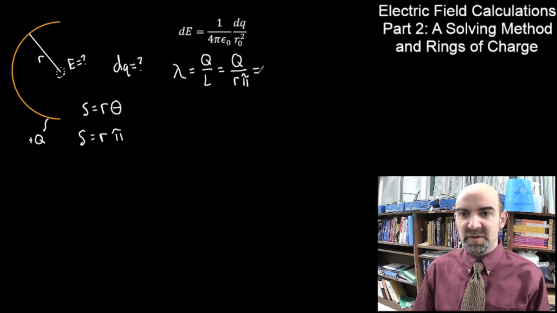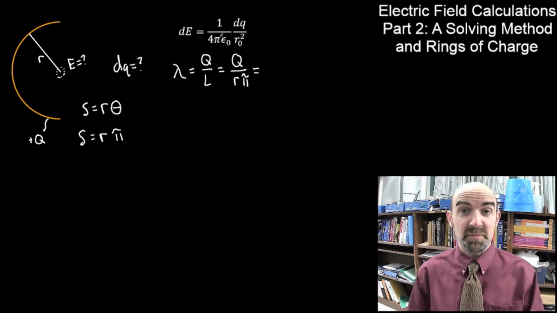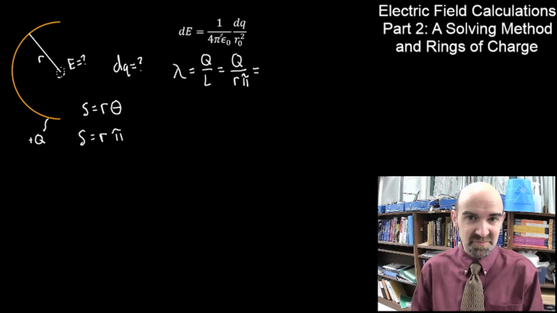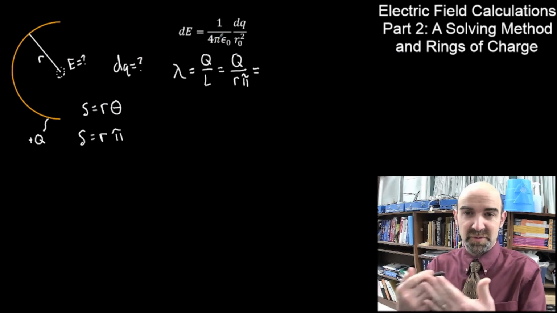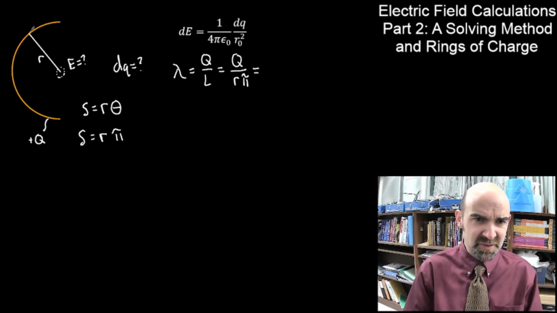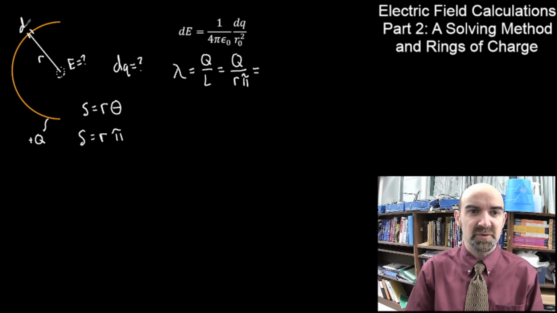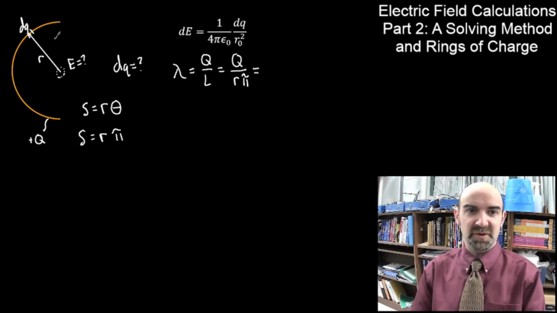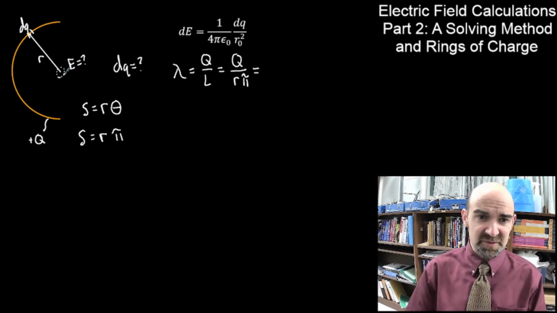Now, what would dq then be? Remember, the density is charge over length. So we now consider a little tiny piece of that overall charge, dq. There's our dq. We've just defined what it looks like.